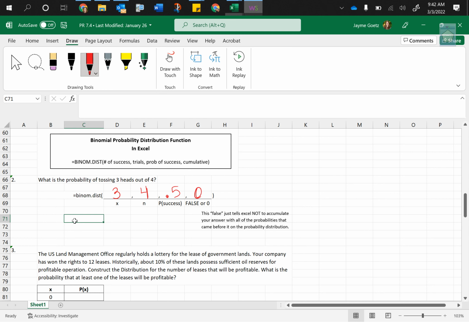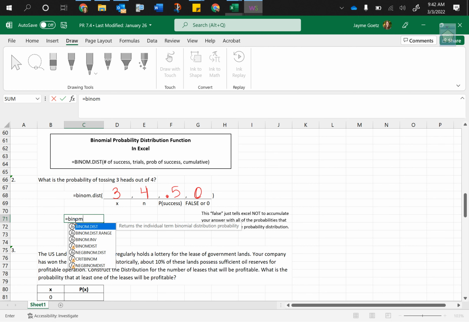So we're going to type in equals binom, B-I-N-O-M, dot dist, D-I-S-T, open parenthesis, and look, again, it tells you what it wants. The first thing is number of successes. So we want 3, comma. Then it says the number of trials. We said 4, comma. Then it says the probability of success, which we said was 0.5, comma.